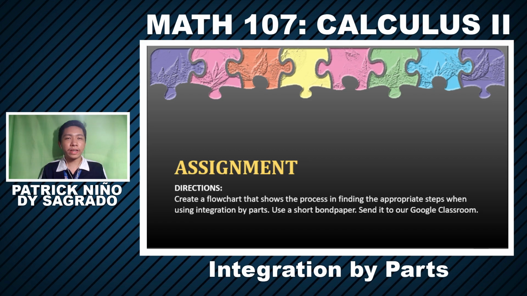So, in order for you to help out in understanding integral calculus more, and for you to be reminded of the various strategies, create a flowchart that shows the process in finding the appropriate steps when using integration by parts. Use a short bond paper. You can do this digitally, or you can do this by drawing it by hand. Please send it to our Google Classroom.